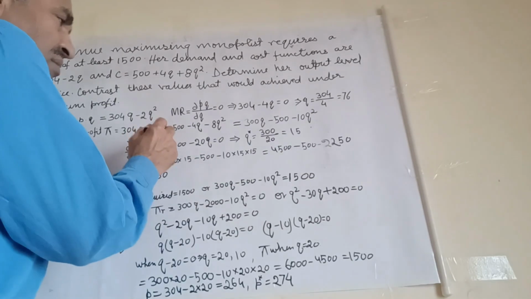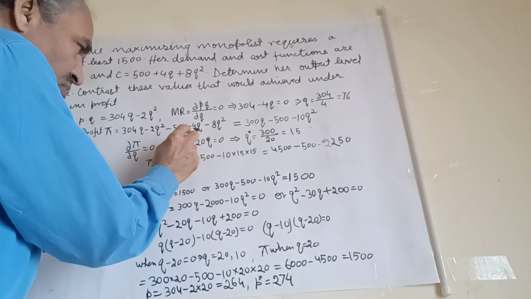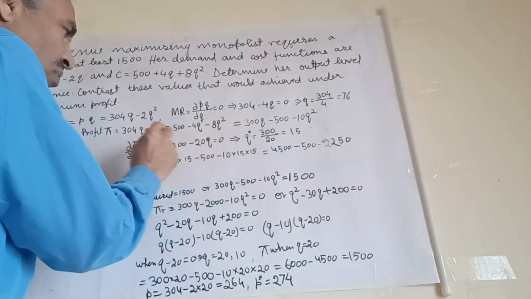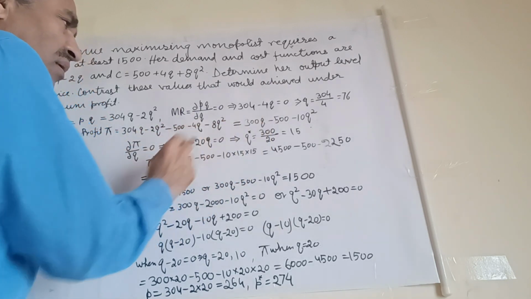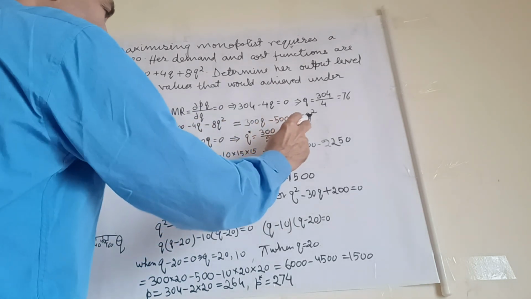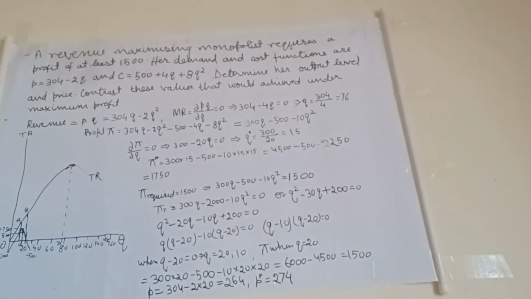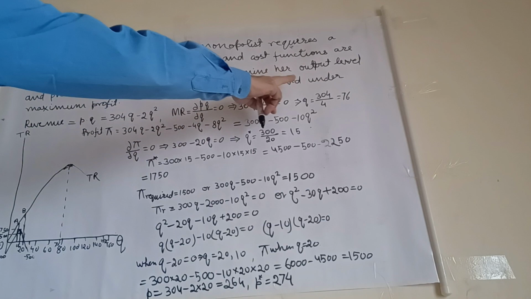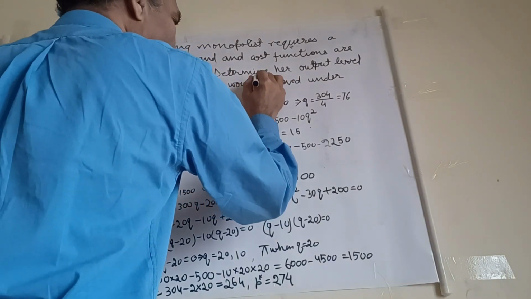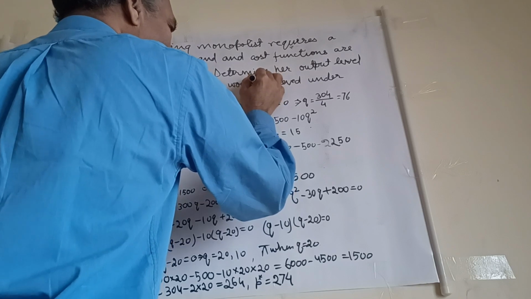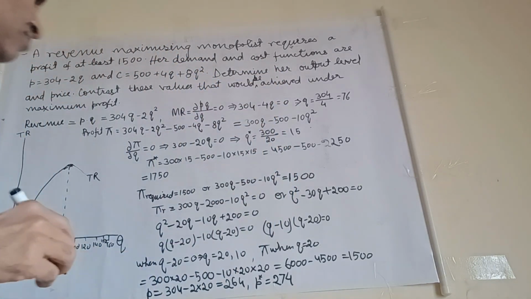This gives us 300Q, because 304Q - 4Q becomes 300Q, and -500, and -2Q² and -8Q² is equal to -10Q². So we got this profit function. Now we have to calculate what would be achieved under maximum profit.